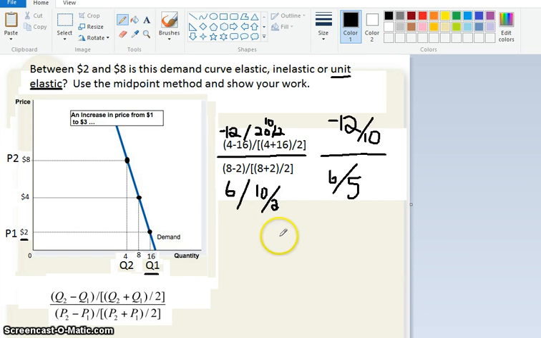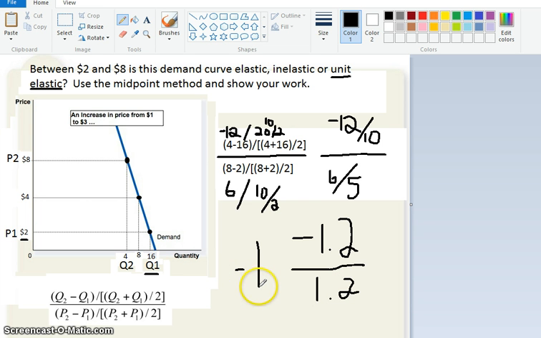Now I'm going to guess that you came up with negative 1.2 over 1.2, right? And so that equals a negative 1. Now here's what I want you to do. I want you to erase this negative here. You can get rid of it because we're always going to think of the absolute value when we calculate this.